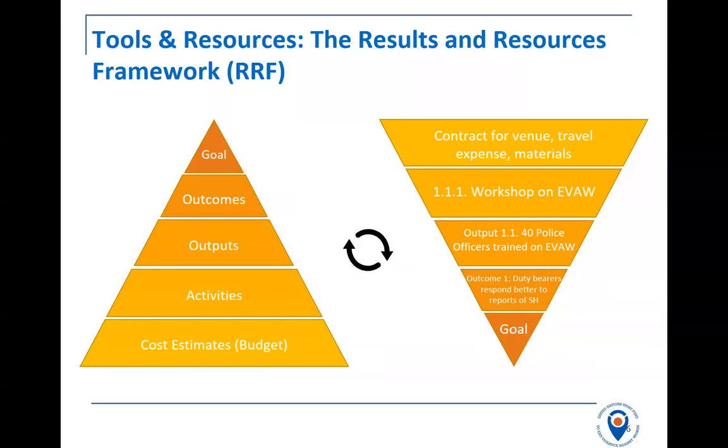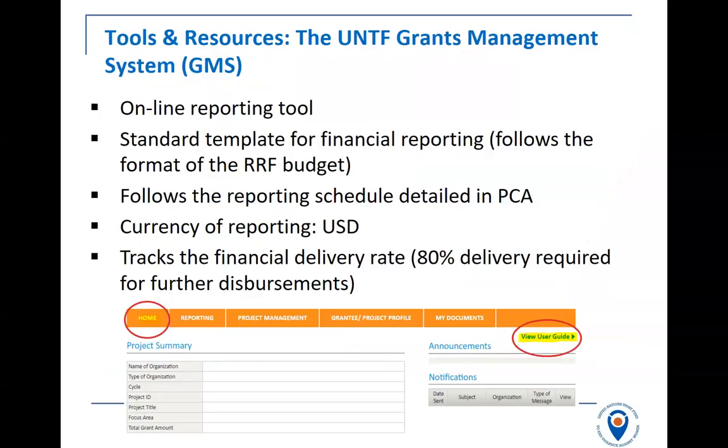So everything has to be connected to a project activity. When it comes to reporting in the grants management system, the online tool, I will show you a live demonstration of the system in a future module on reporting. So we won't show you the system today, but we will in future. But we have a very standard template for financial reporting, and basically, it will ask you to report your expenditure per budget. And it will be in US dollars. Everything is in US dollars.